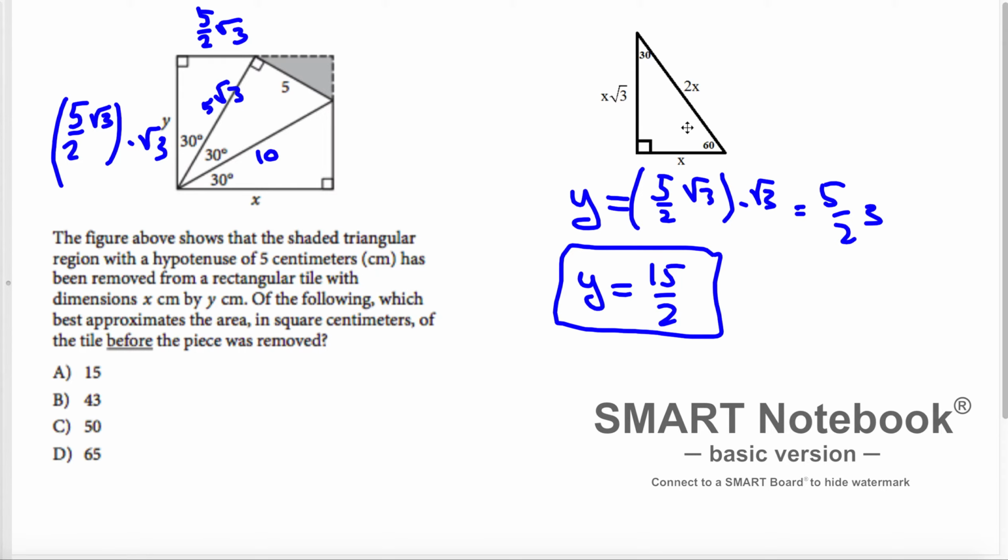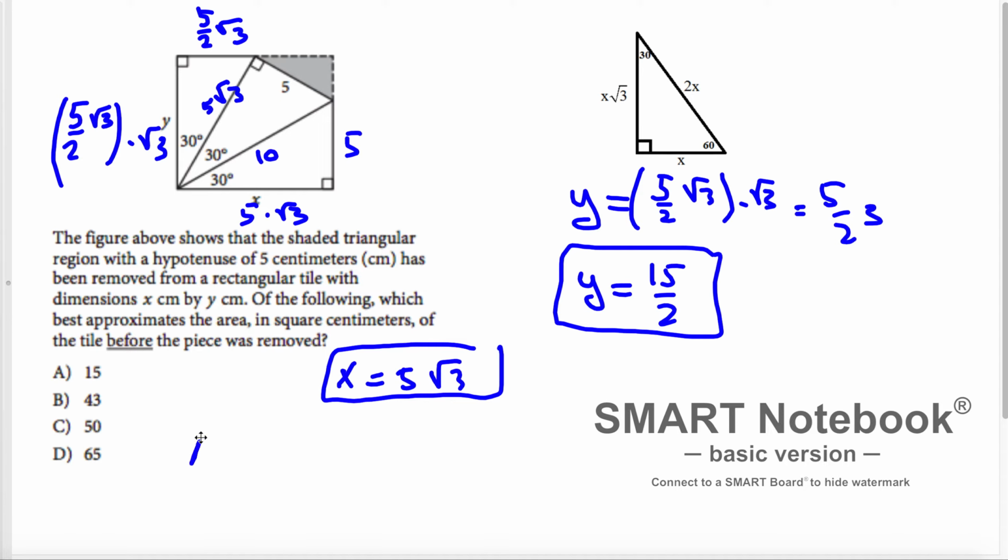We already know, according to this triangle here, this is a hypotenuse, and the shortest leg of the triangle is half of the hypotenuse, which means 5. But the side here is x times square root of 3, so the shortest leg times square root of 3. And x here is going to be 5 times square root of 3. So x is equal to 5 times square root of 3. And now we are looking for the area of this rectangle here. So the area is going to be x times y in centimeters, with centimeters squared as units.